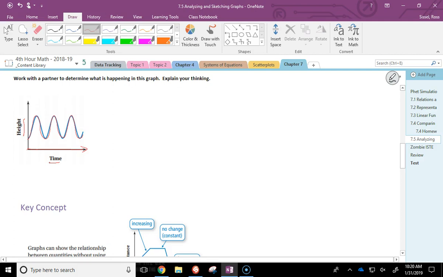Donovan? I think this could be one where someone's jumping, or I'm even thinking this could be a jumping. They could be on a pogo stick, a trampoline. They could be swinging, where my height, when I swing, I get to the high part, and then I come back down, I get to the low.